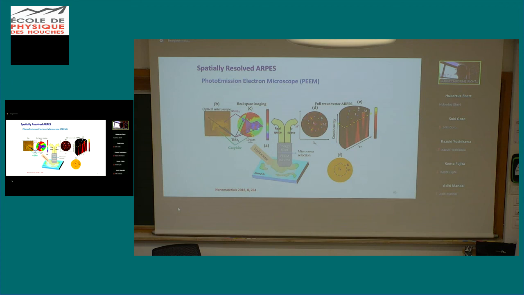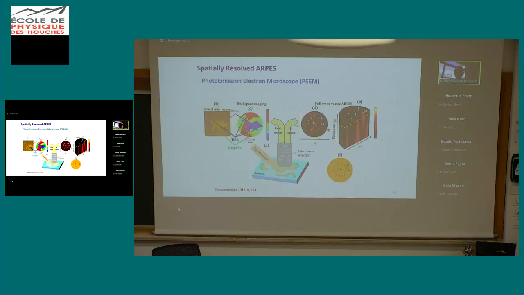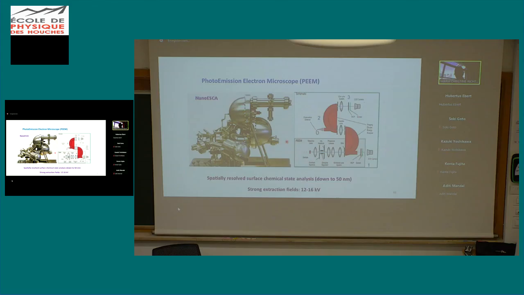and then you can change the mode to k-space imaging, and look at the k-space of this area of interest. Then you get the k-space in one picture, and again you change the energy, so for different energies you get the k-space cuts. What is really attractive for this is that you have quite a big k-space, easily more than one Brillouin zone in one picture.